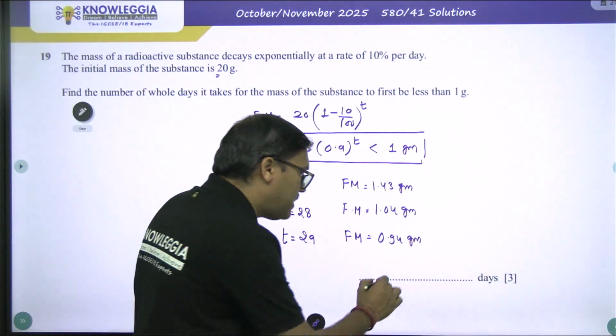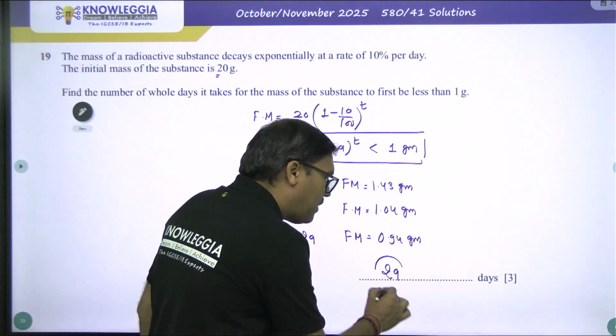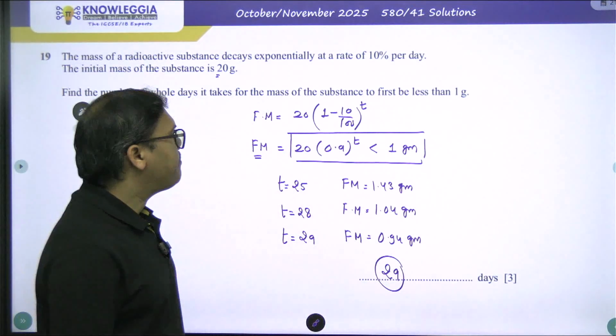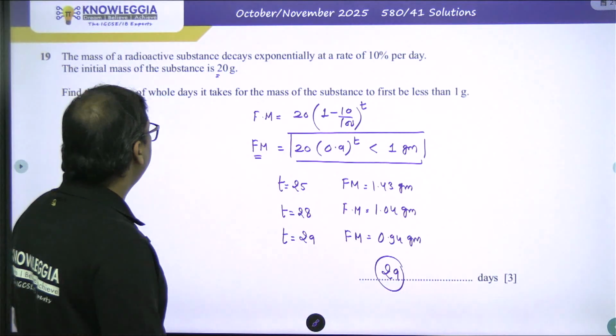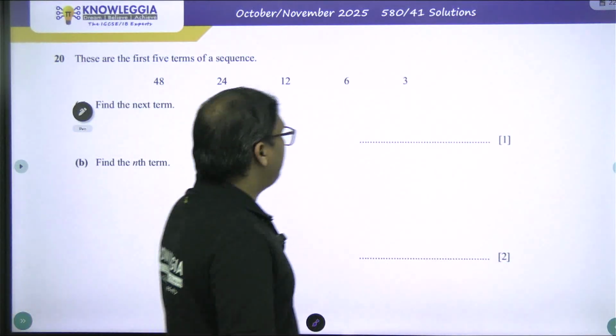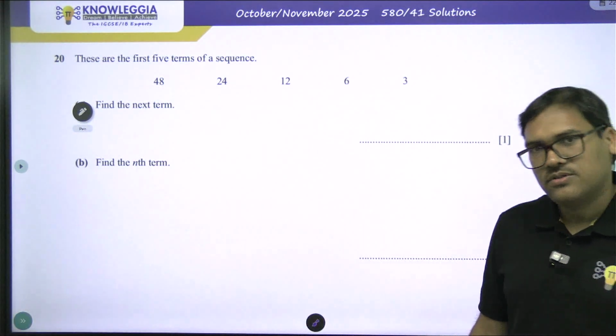So what is the answer? 29 days. So this is how you do the trial and error. I hope this is clear. Okay. The basic question, very standard question on sequence.